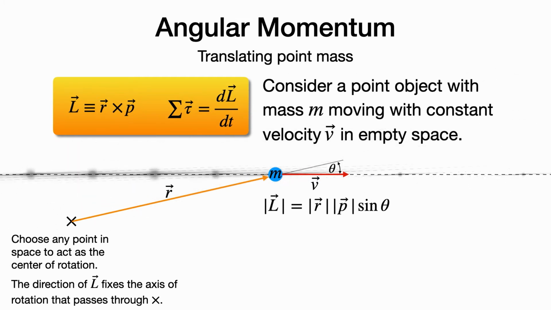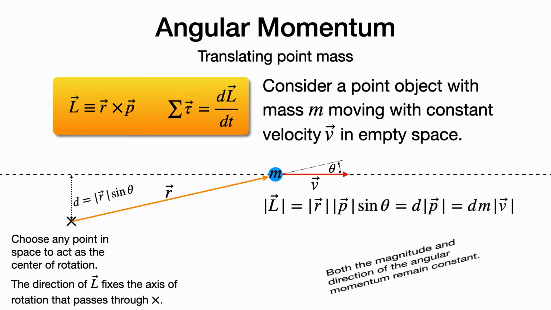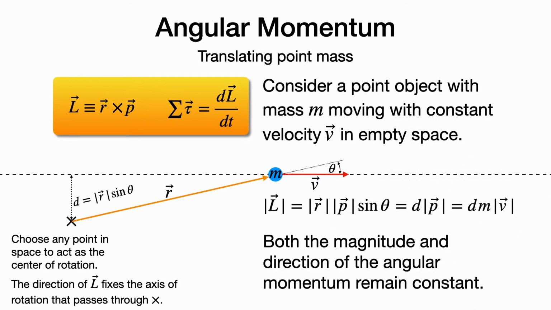Now, if we consider the full path of this particle in empty space, it's going to follow a straight line, and there's going to be a distance of closest approach d, and we can write the magnitude of the angular momentum in terms of this distance d times the mass times the speed of the object. And we see that both the magnitude and the direction of the angular momentum remain constant for this point particle moving in a straight line in empty space. So even though there is no obvious rotation happening, we can still use the concept of angular momentum, and it is constant here because there are no torques acting on the object.